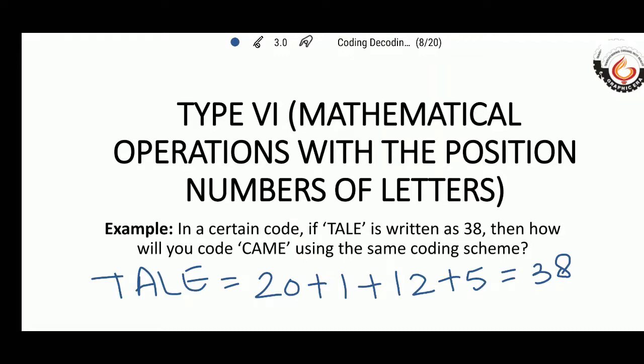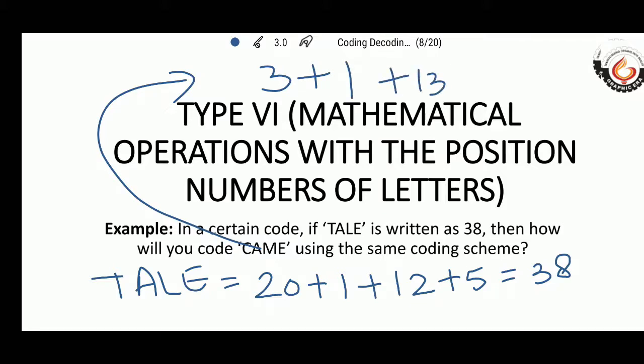Then how will we code CAME using the same code? For the word CAME, C is coded as 3, A is coded as 1, M will be coded as 13 and E will be coded as 5. So in the same code, CAME will be coded as 22. The correct answer is 22.